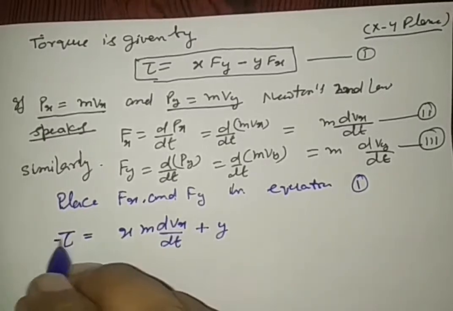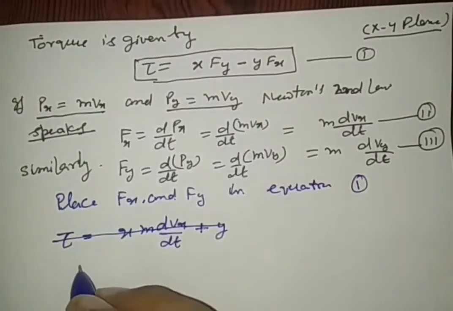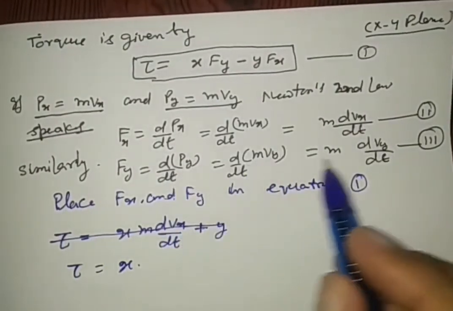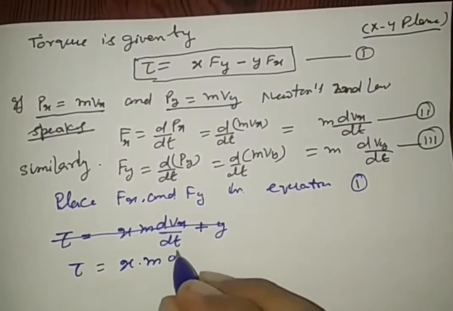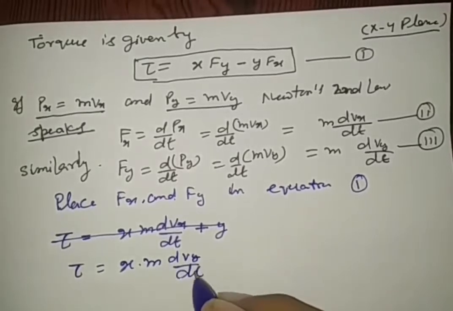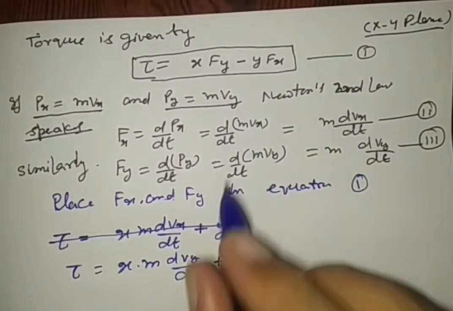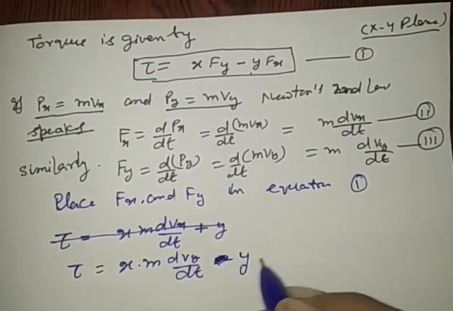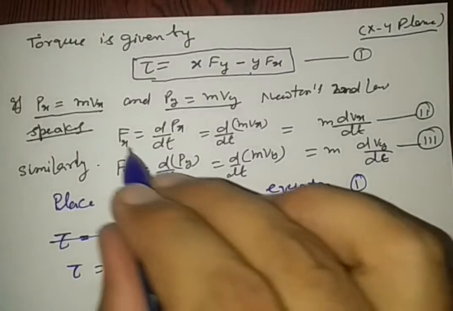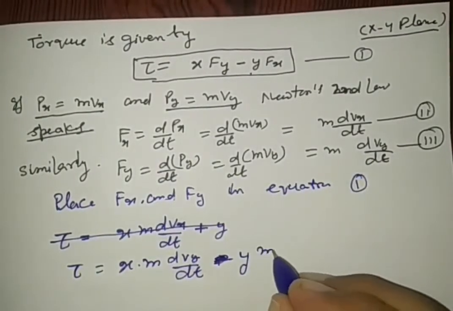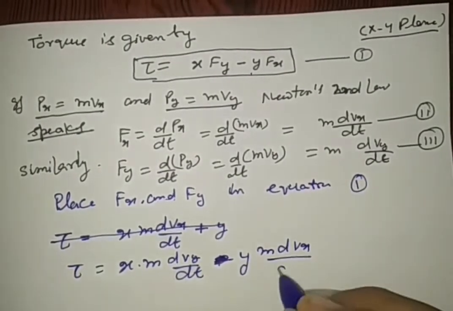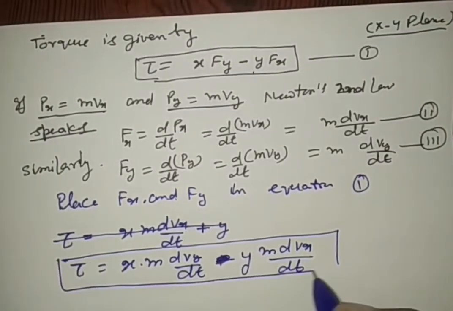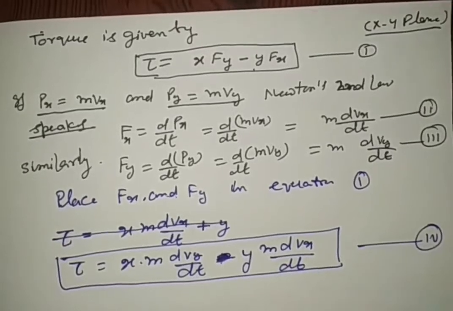See here once more this line. This is tau is equal to x into Fy. Fy is m dvy by dt, here a minus y, and Fx is, by equation 2, m dvx by dt. We are going to take this as equation number 4.